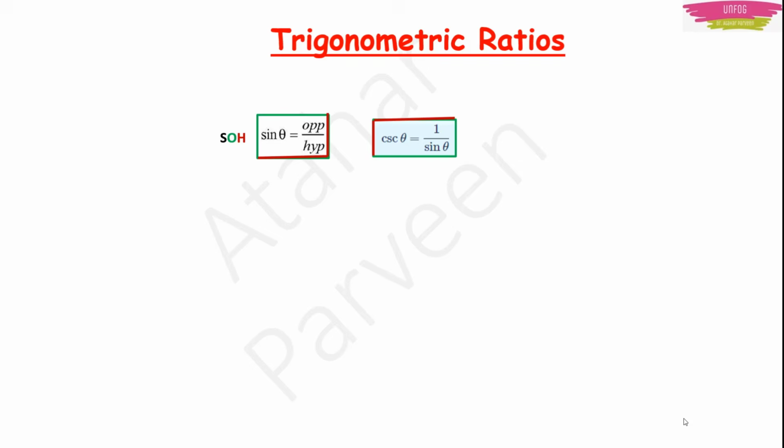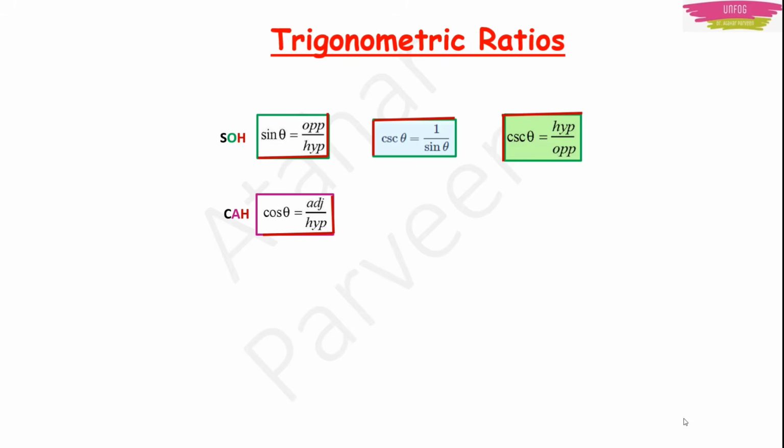Now there is another trigonometric ratio which we call cosec theta. This cosec theta is a reciprocal of sine theta. If I want to write it in terms of the sides of the triangle, I will write it as hypotenuse by opposite side because it is a reciprocal of sine, right? Next is cos theta. CAH, cos theta is equal to adjacent side by hypotenuse.